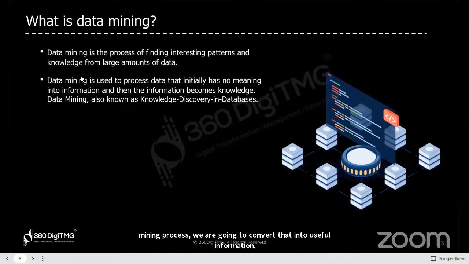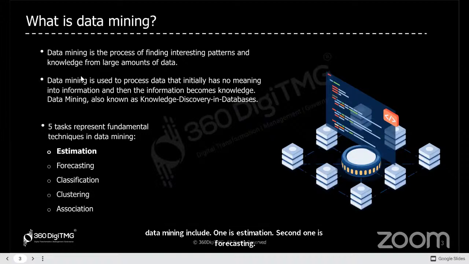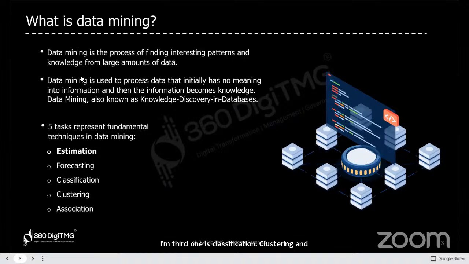But how are we going to convert this? There are a lot of different tasks present in data mining. The 5 tasks which represent fundamental techniques in data mining include: the first is estimation, the second is forecasting, the third is classification, then clustering, and association. So what is each of these? What are these techniques useful for? We don't have any idea about that, right? So let me give you some idea.